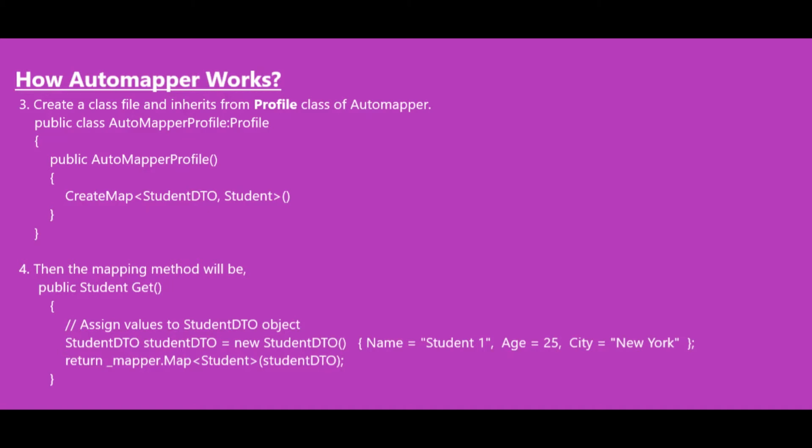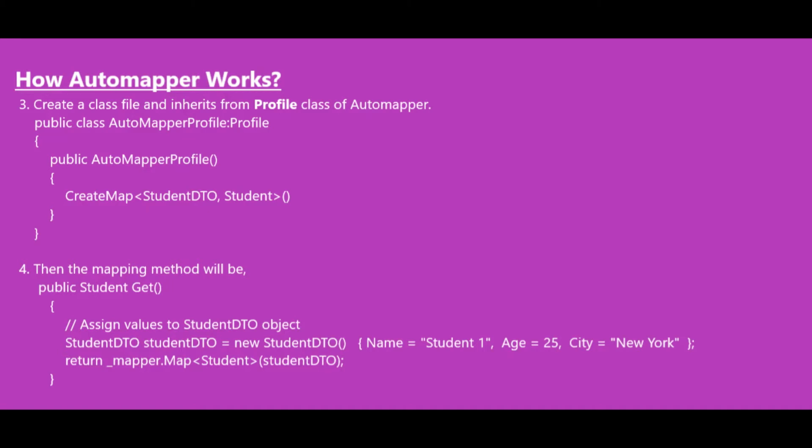Now we will see how the AutoMapper will work. Here I taken student DTO object and I assign some values. Here mapper is an object of IMapper interface of AutoMapper. So I written only one line for converting student DTO object to student object type. Here I written like mapper.Map and inside the angle bracket Student, and inside the method I given the object studentDTO.